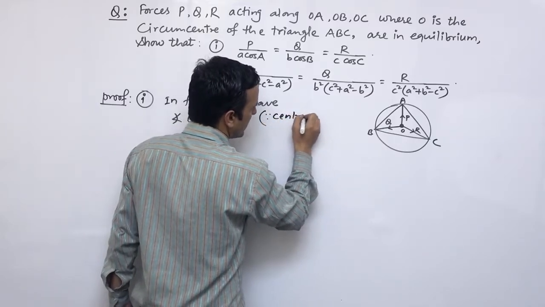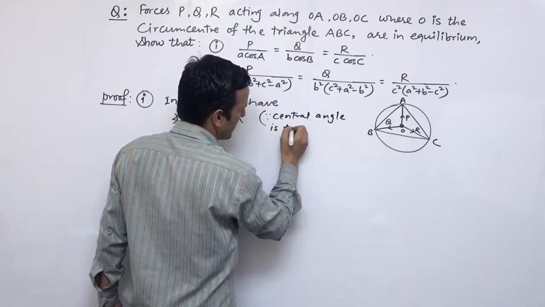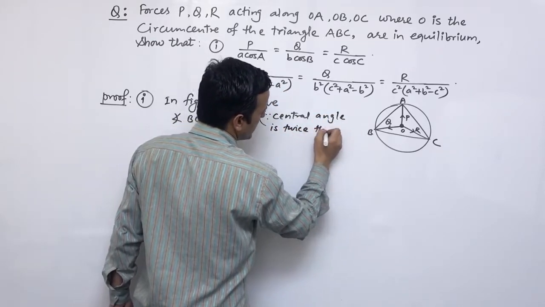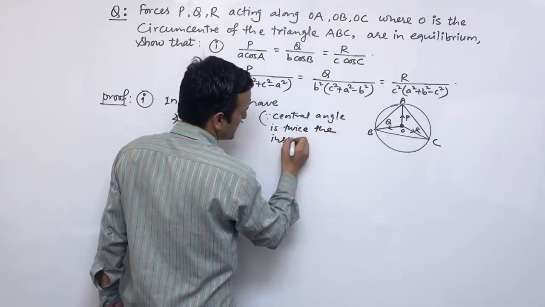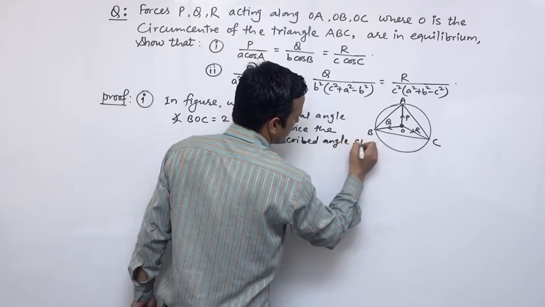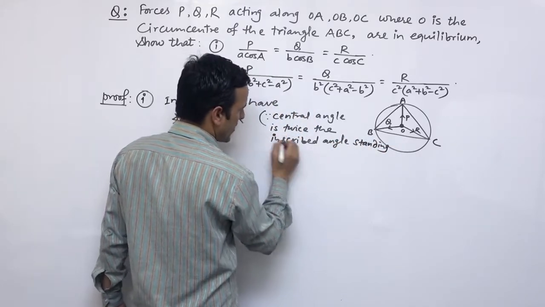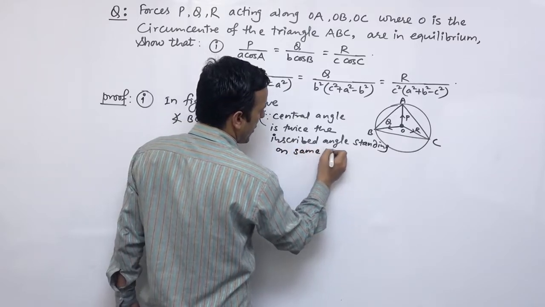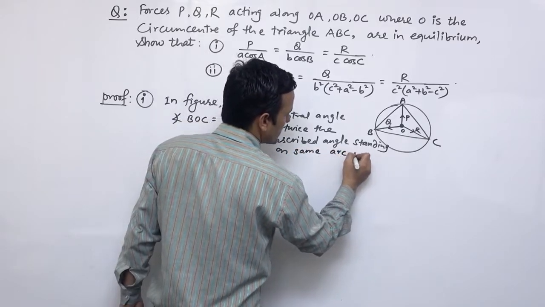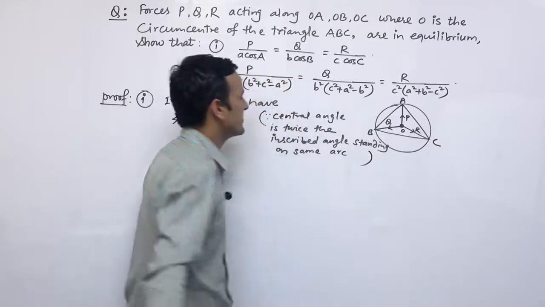central angle is twice the inscribed angle standing on the same arc BC. Same arc, let's say same arc.